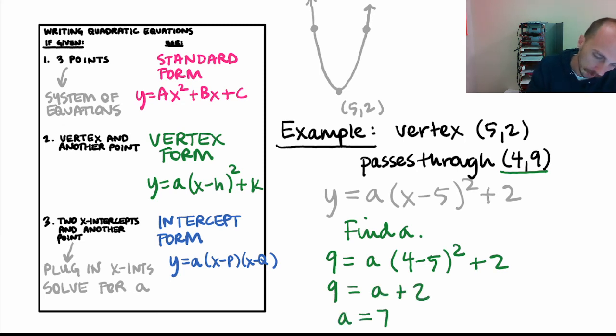and a is going to equal 7. Okay, so I could go back in there and I could substitute, and then I would have myself an equation. So you want to use vertex form, plug in the vertex, solve for a. Okay, or I guess you're going to plug in the vertex, then you're going to plug in the other point that it passes through and use that to solve for a.